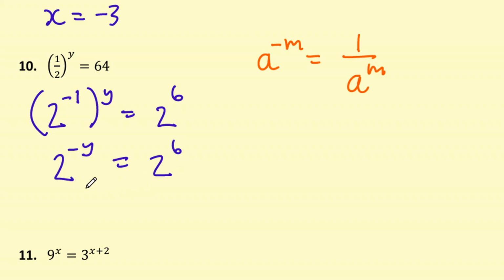And the bases are the same now on both sides of the equation. That means that the powers must be equal. So negative y must equal 6. And dividing the negative 1 here into the right-hand side, y will equal negative 6.